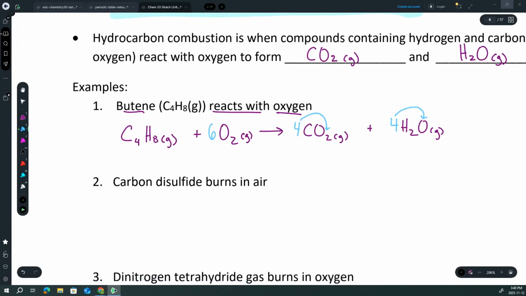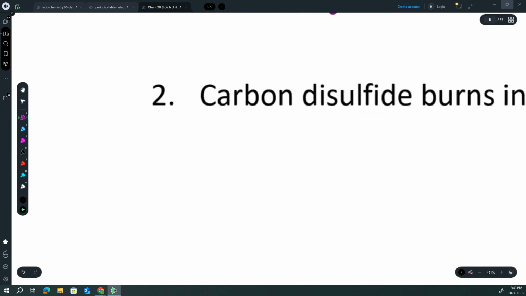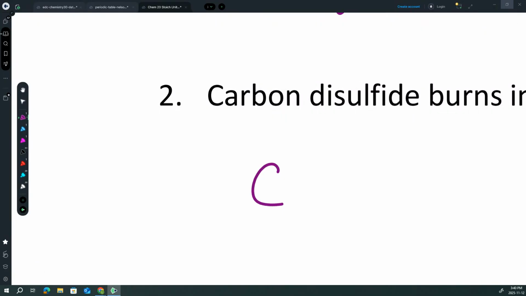All right, moving on. Carbon disulfide burns in air. So that keyword burns, that's your giveaway that it is a combustion reaction. Carbon disulfide, so carbon, and then disulfide, that means there's 2 sulfurs.